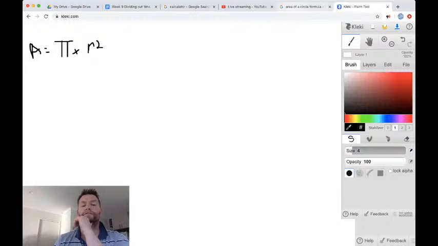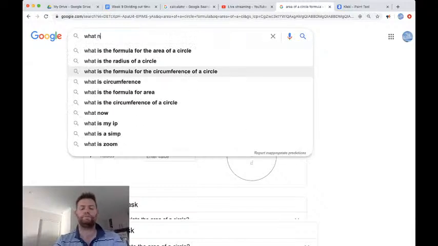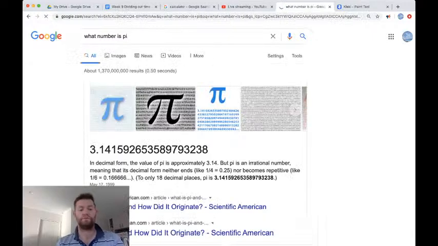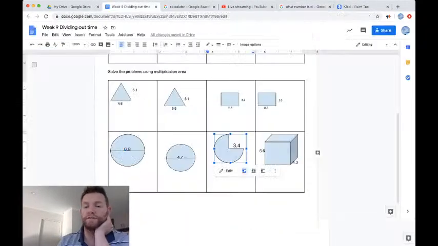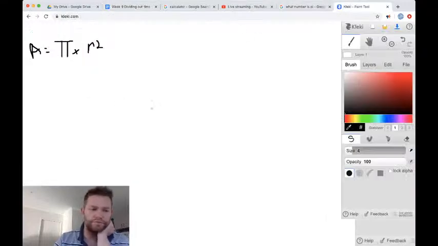So now we need to find out what pi is. It's 3.1415, but what number is pi? It'll come up, 3.14159. The number actually goes on forever. No one's ever found the end of the number, and it's always different. But we're happy with 3.14 for us, because we're doing this to 2 decimal places. So we're going to write down how much pi is worth. So pi equals 3.14.